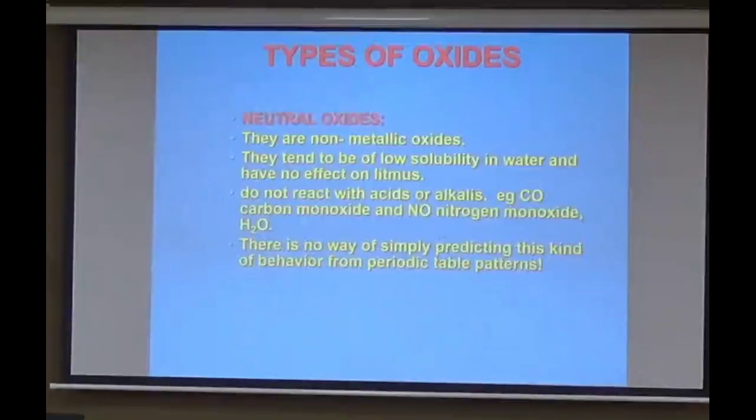Then another type of oxide is neutral oxides. They are again non-metallic oxides. A few non-metallic oxides are neutral in nature. They have comparatively less solubility in water and do not affect the litmus. They do not react with acids or alkalis. Examples in this category are CO, that is carbon monoxide, NO, that is nitrogen monoxide, and water.